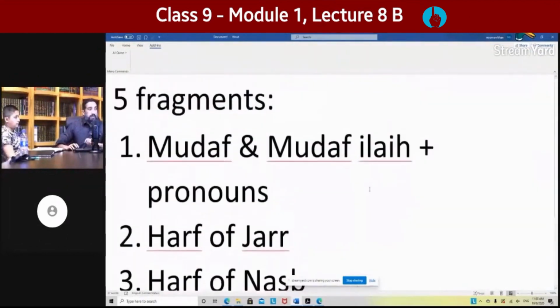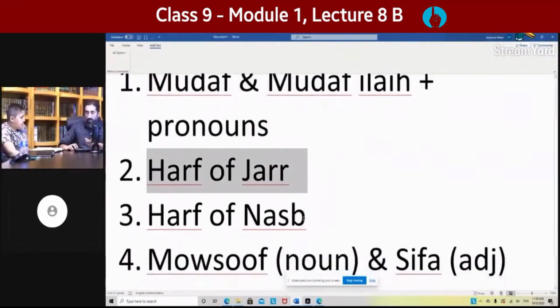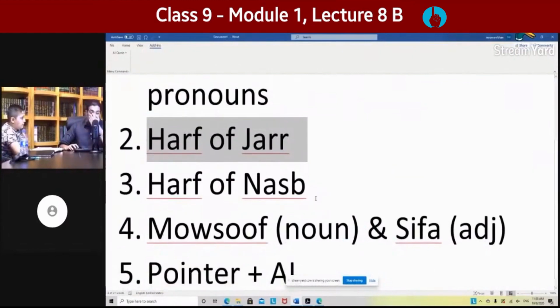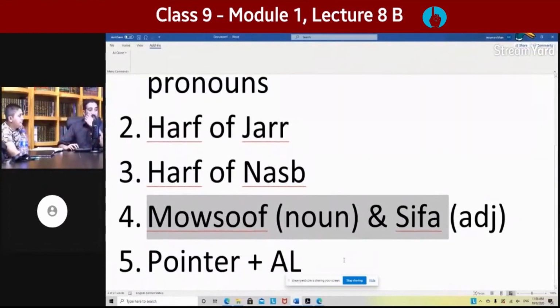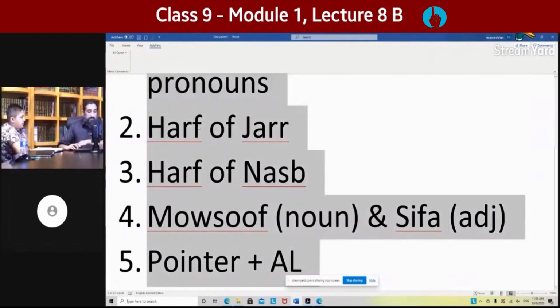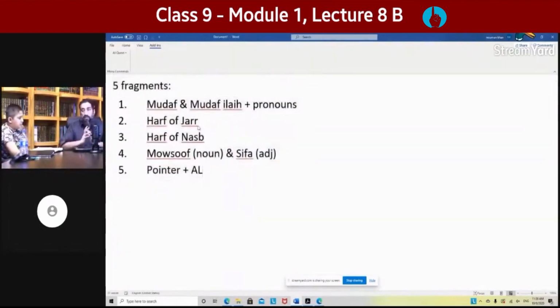So what is a fragment? A fragment means it doesn't have an is. Mudaf of mudaf ilayh, so it doesn't have an is. Harf of jar and its victim doesn't have an is in between. Harf of nasab and its ism doesn't have an is in between. Now an adjective, like wise book, there's no is in between. And then pointer, like this house, when you have an al, that's also a fragment. These are the 5 fragments.